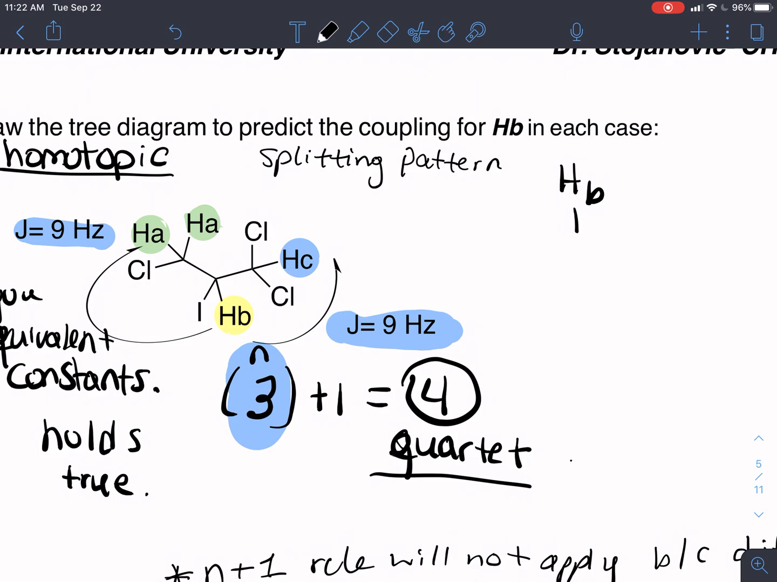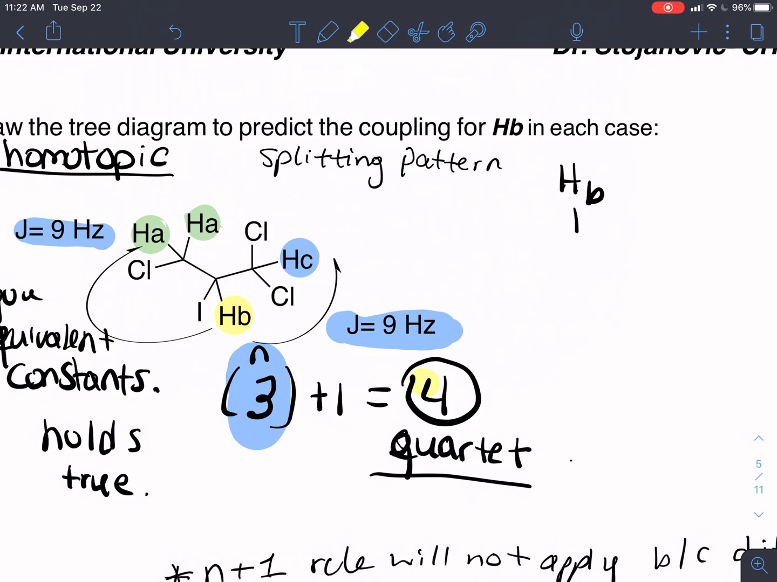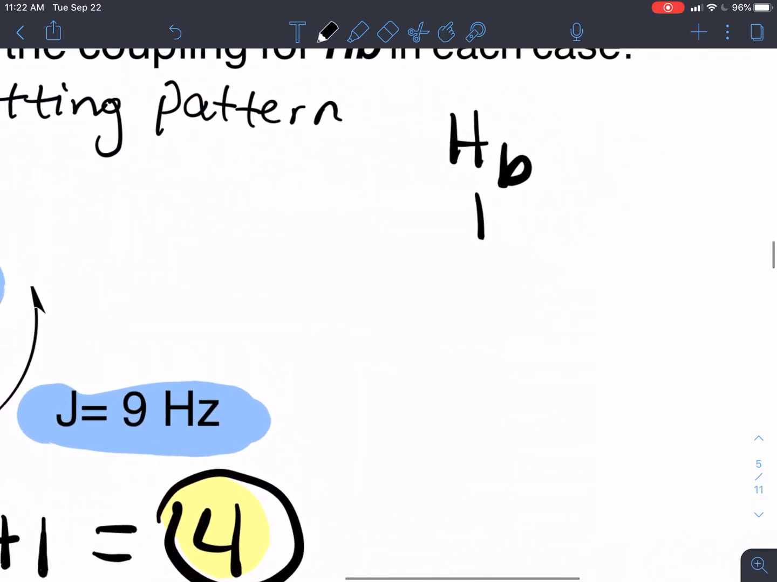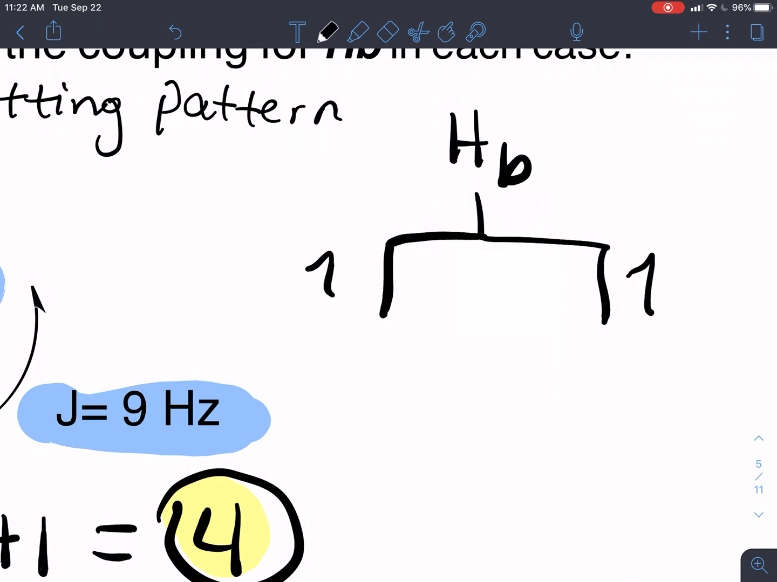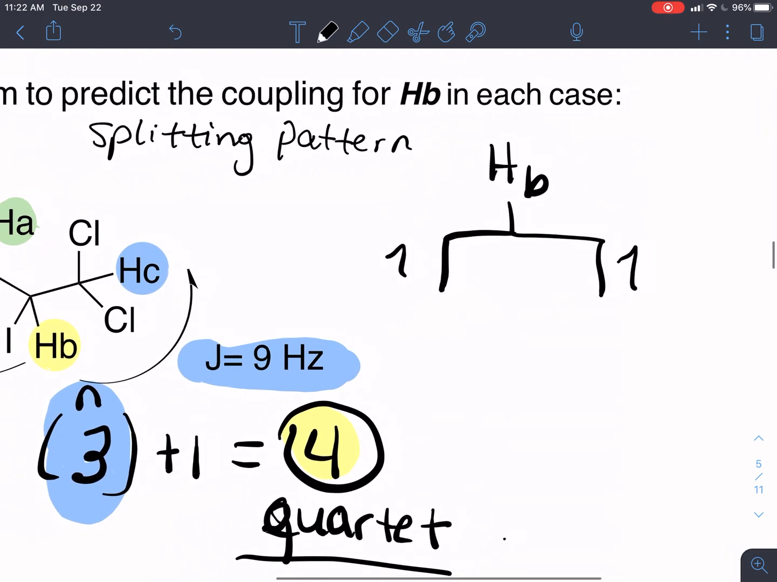First split. It's going to happen 3 times because we have a quartet. If we had a triplet, how many times would we split it? 2 times. In this case, we have a quartet, so let's split it 3 times. So first split, we go like this. That's going to be 1 to 1. The 1 and the 1 I drew there, that's just the integration.